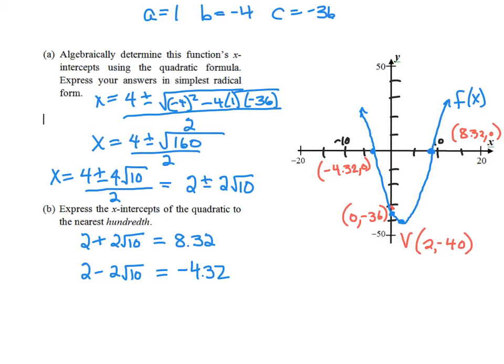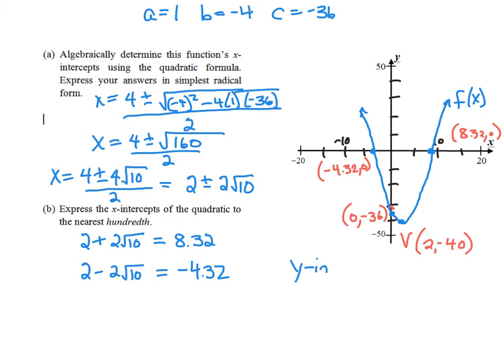Welcome back. Does your parabola look like mine on your graph? Notice that I identified the x-intercepts at negative 4.32, 0 and 8.32, 0. I did also check by using the zero function on my graphing calculator to be sure that my graph crossed the x-axis at both of those points. I included a couple extra points on my graph.